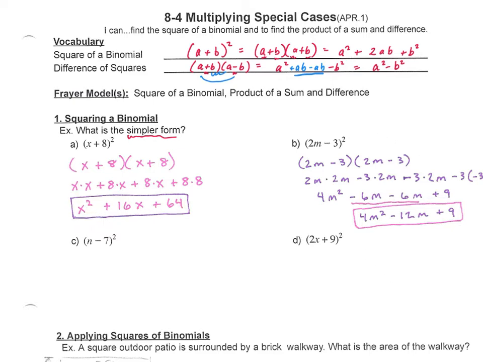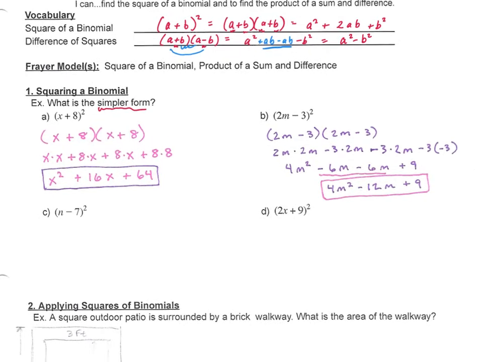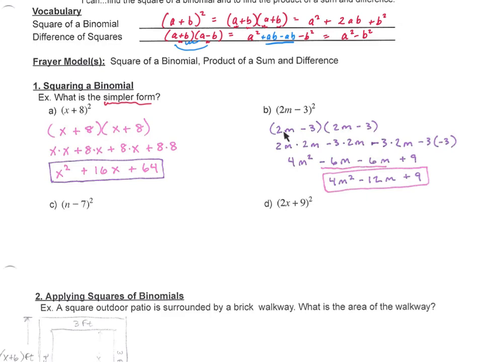And then, of course, I've done the difference, and what I've done here is the same thing, where I've written it out. I've multiplied 2m minus 3 times 2m minus 3, with the last terms negative 3 times negative 3, which gives me 4m squared minus 6m plus 9 after combining all my like terms. And again, you see I have 2 times a times b.